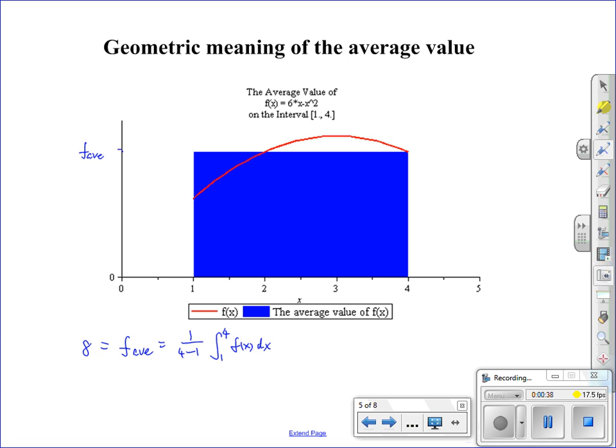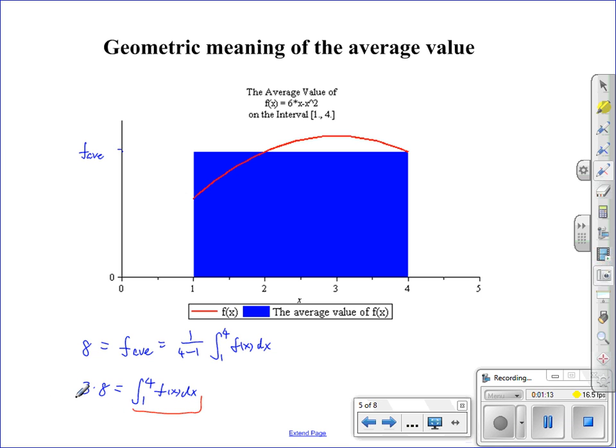Then if you draw a horizontal line segment, you will actually get a block here, a rectangle. Now if we multiply both sides by 3, because 4 minus 1 is 3, you get 3 times 8 is equal to the integral from 1 to 4 of f of x dx. Now the right hand side of this expression, the integral, means the area under this curve. So this guy is the area under the curve.